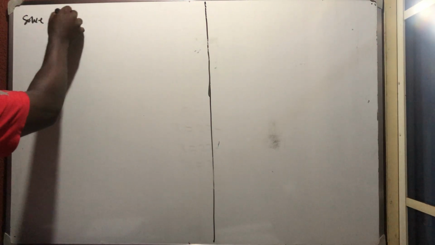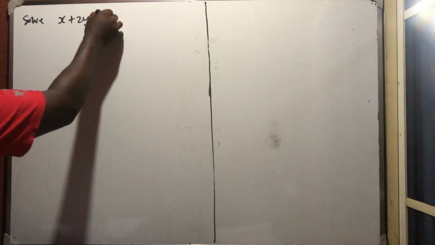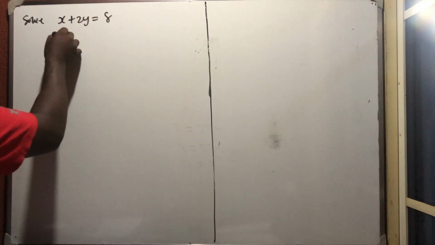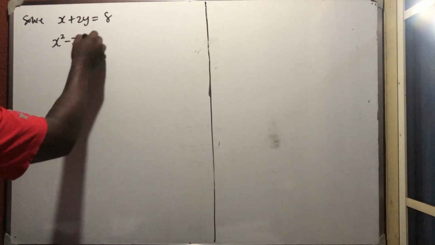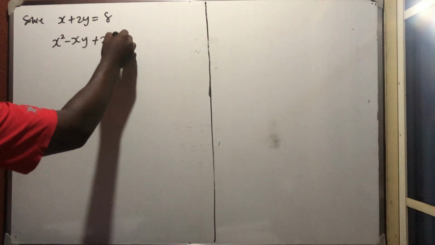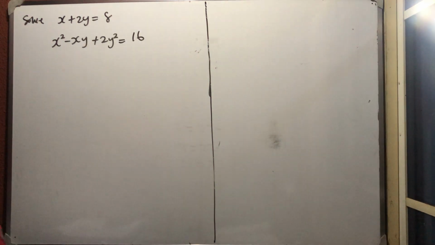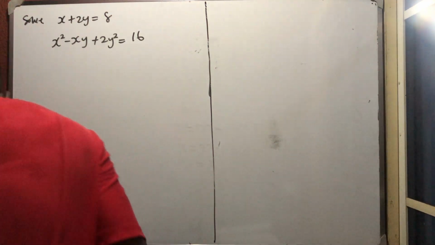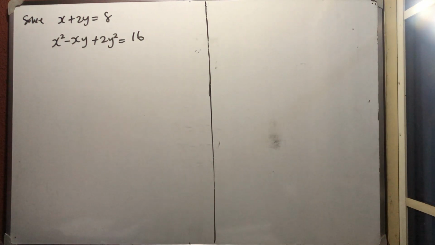Okay, they said solve x plus 2y is equal to 8 and x squared minus xy plus 2y squared is equal to 16. Let us solve this, and I think that is the last question we are going to solve, and then we are good to go.